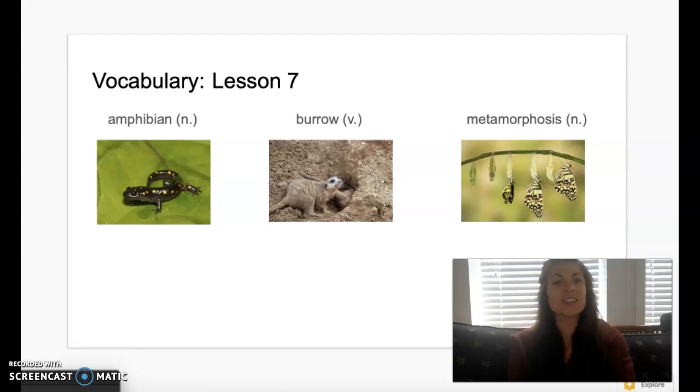Hi, second grade students. Today's story is from Knowledge 6, Lesson 7, called The Life Cycle of a Frog. Before I begin our story, I'm going to introduce you to our vocabulary words.